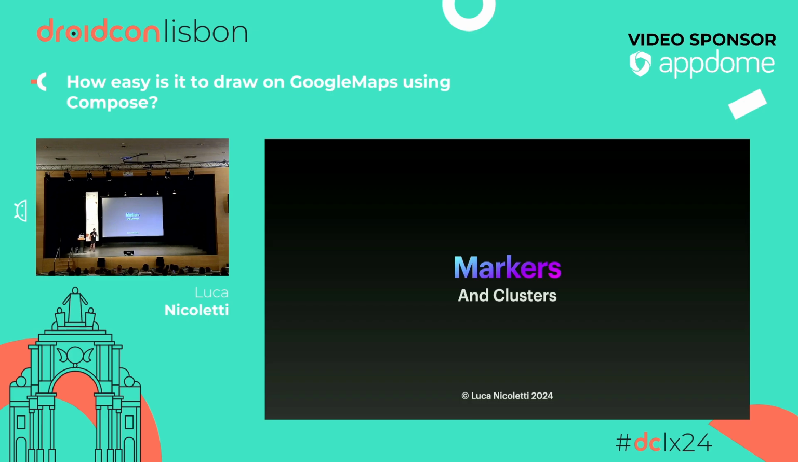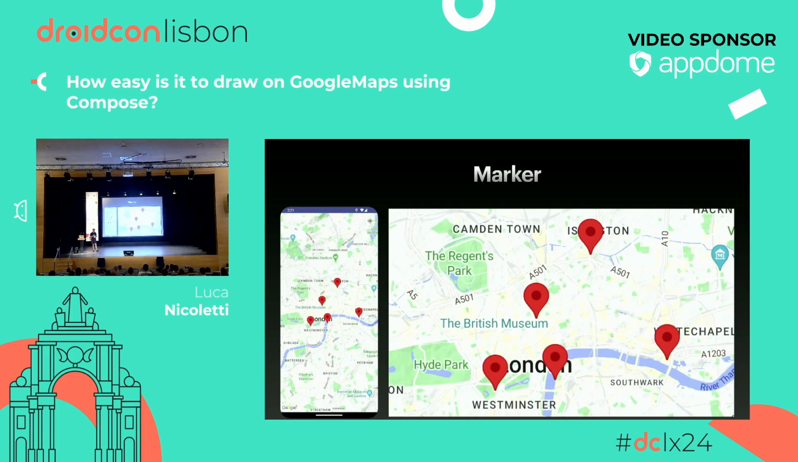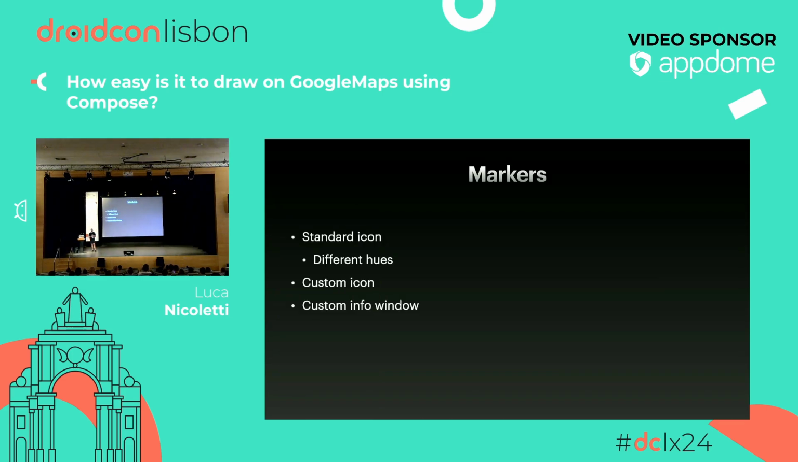Now, let's go inside the Google Map composable function, and the first thing I want to talk to you about is our markers and clusters. Those are the classic markers that we all know about on Google Map. We can use the standard icon, as we just saw. We can customize the hue of that icon. We can use a completely custom icon, and we can create custom info windows that are shown when the marker is selected on the screen by a tap.